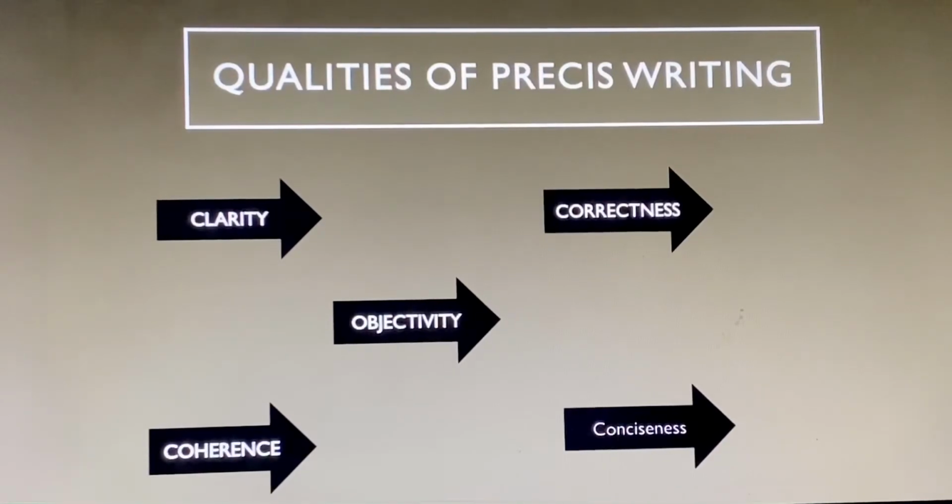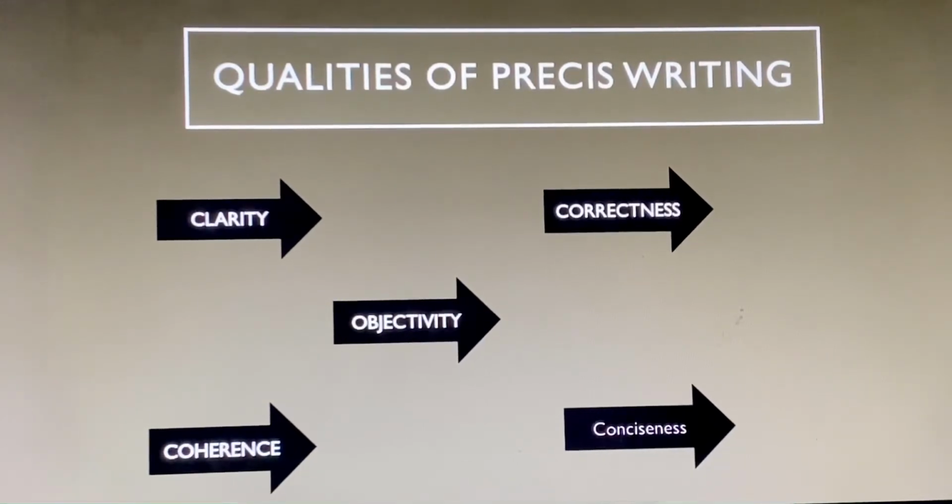Qualities of a précis writing. While writing a précis, what all things should be there in a good précis? First, clarity. When you read it, it should be very clear about the ideas. Correctness. You cannot use any information you like. You have to be very correct, as it is in the original passage.